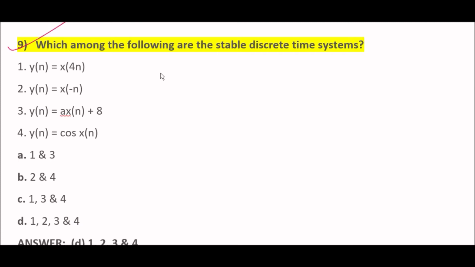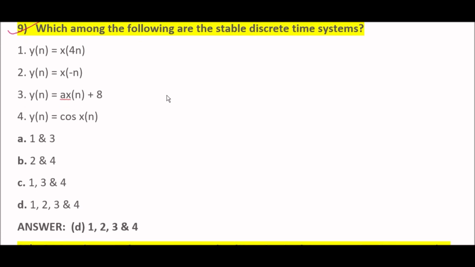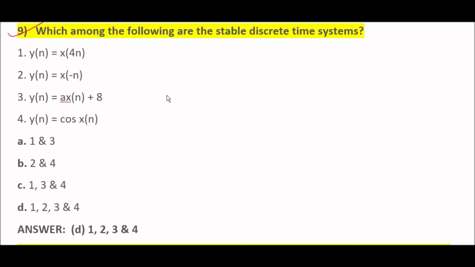Which among the following are the stable discrete time systems? First one, y of n is equal to x of 4n. Second one, y of n is equal to x of minus n. Third one, y of n is equal to a x of n plus 8. And fourth one, y of n is equal to cos x of n.